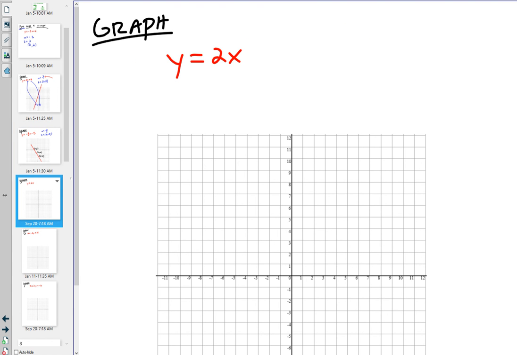Okay, here's another one. What form is this in? It's also slope-intercept. Well, wait, Mr. Romero, I do not see a y-intercept. It's slope-intercept because y is by itself and there's no parentheses. The slope is 2 over 1. What's the y-intercept? 0, 0. Good. This is going to go through the origin.